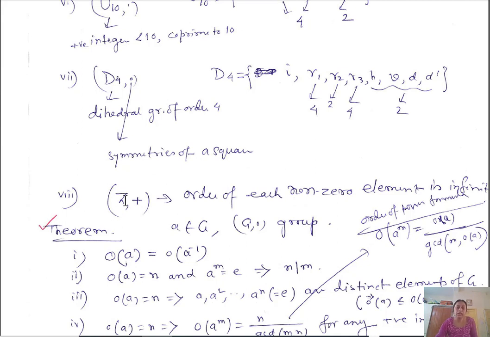This is a group, okay? Additive group, 0 is the identity element. Order of 0 is 1. But the order of any other non-zero element is infinite.